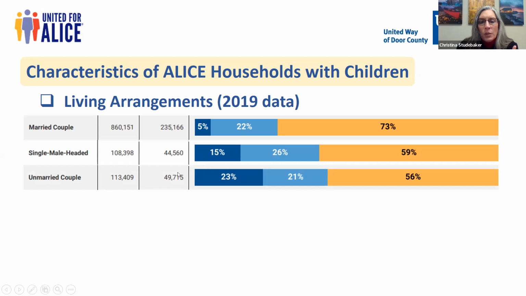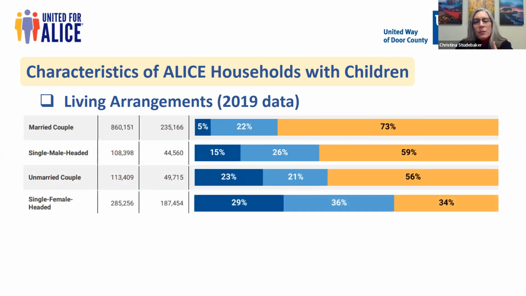Unmarried couples, 44%. And single female-headed households, 66% of those fall below the ALICE threshold. And that does hold, not the specific numbers, I don't have the slide in here that we've looked at before for Door County, but this is the category of households that struggles the most for all sorts of reasons. Childcare, wage issues, single female-headed households struggle a lot.